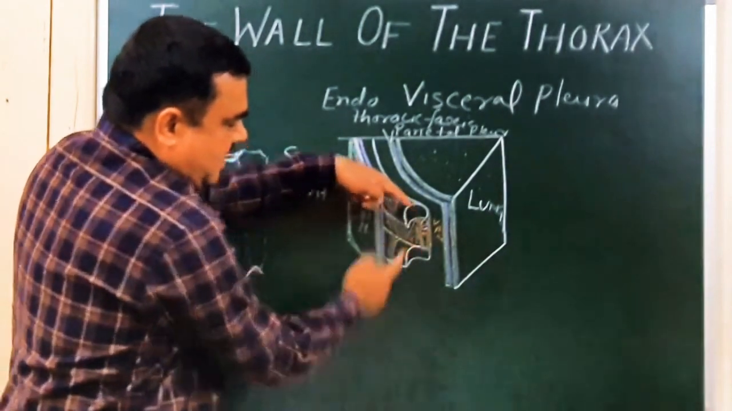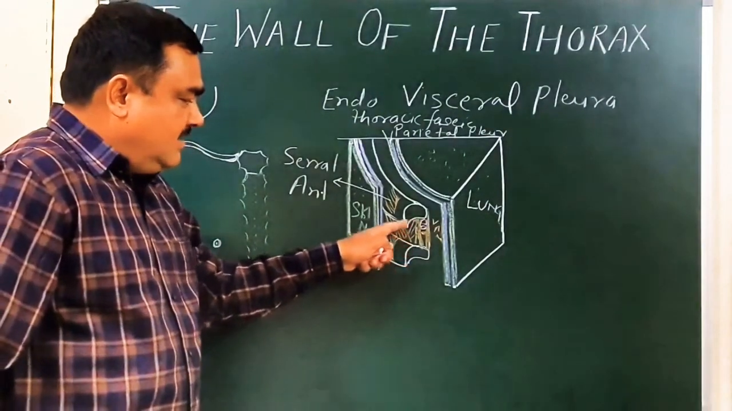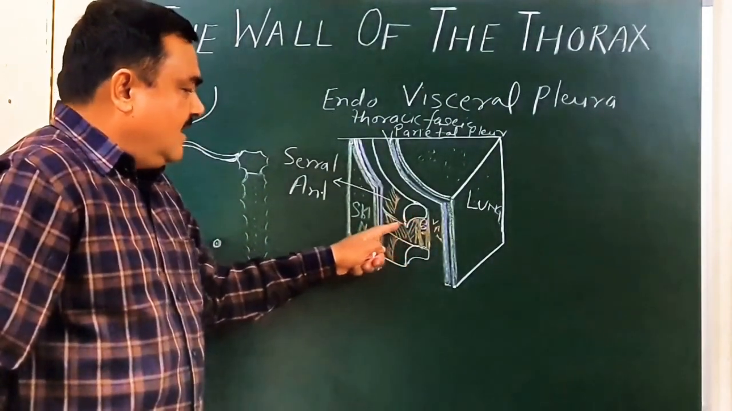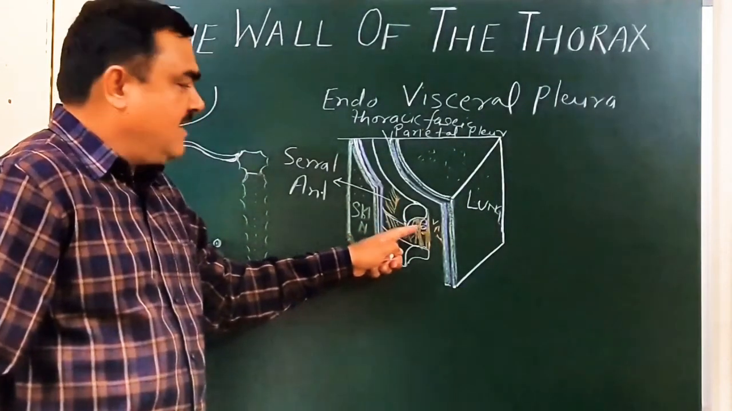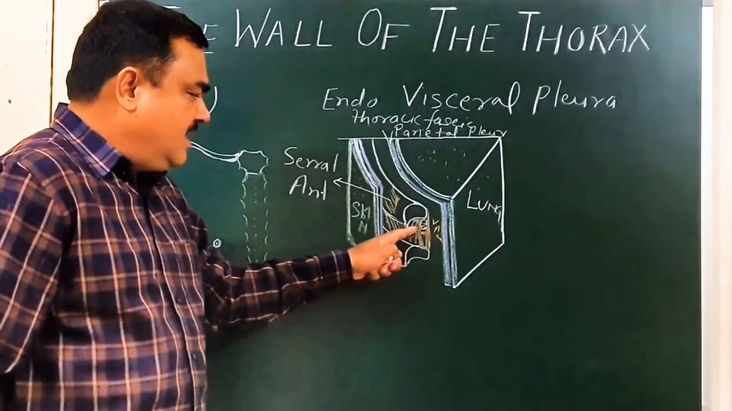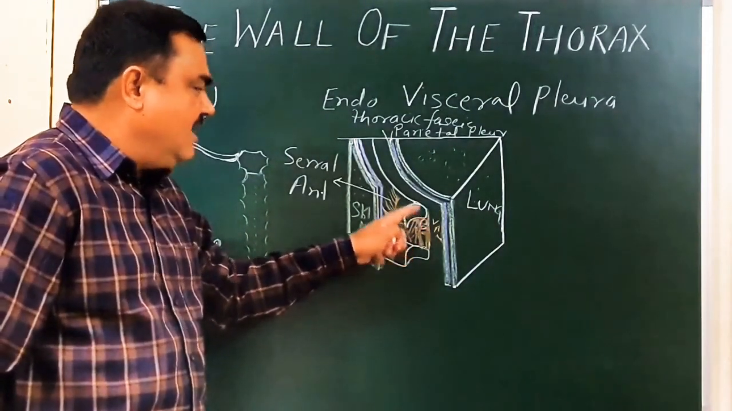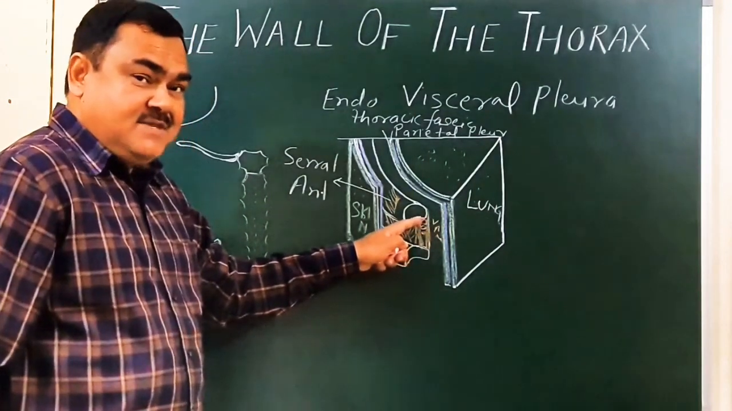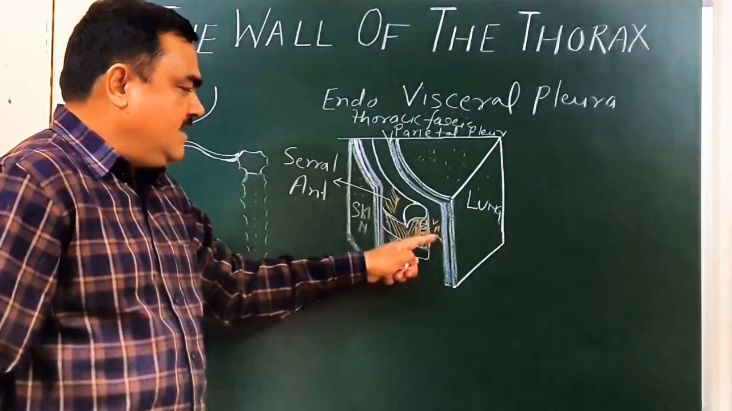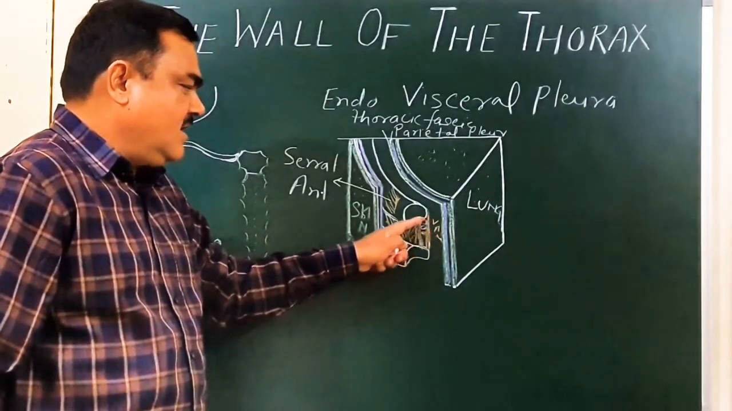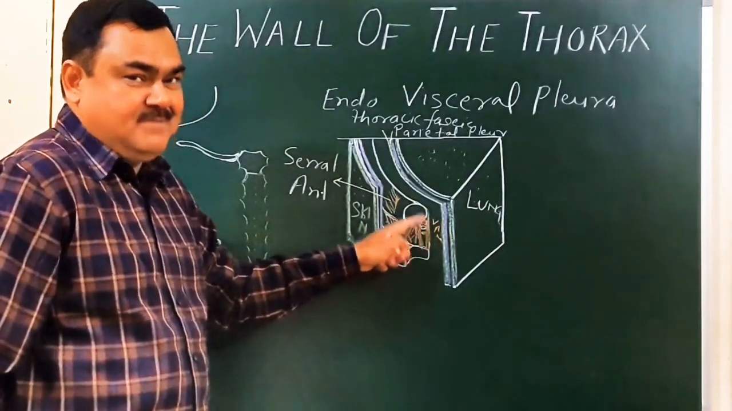So between two adjacent ribs, there is a space known as the intercostal space. This space is filled with the external intercostal muscle, internal intercostal muscle, and transverse thoracic muscle. Between the internal intercostal and transverse thoracic muscle, there is a neurovascular bundle. The relation of the structures in the neurovascular bundle: vein uppermost, then artery, then nerve. These are the intercostal vein, intercostal artery, and intercostal nerve.